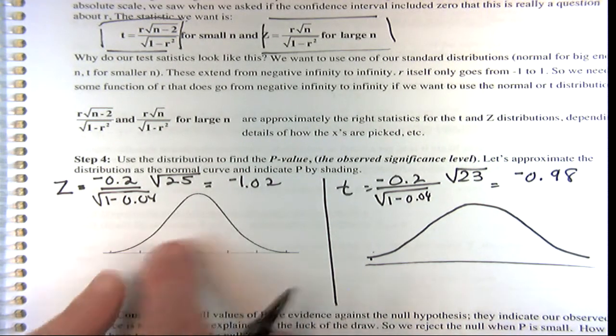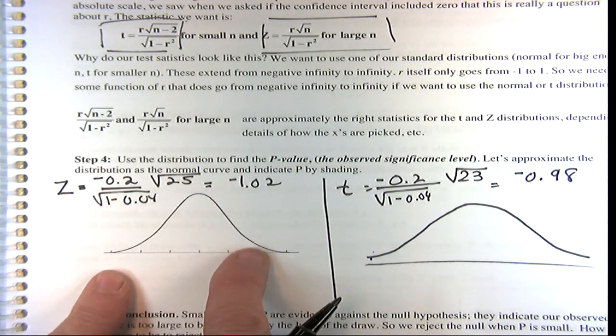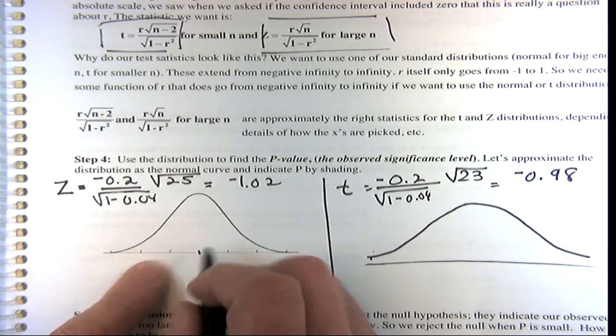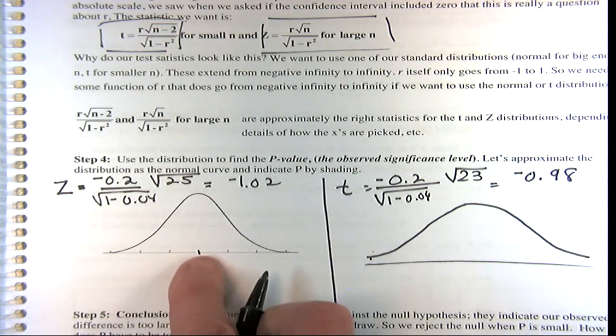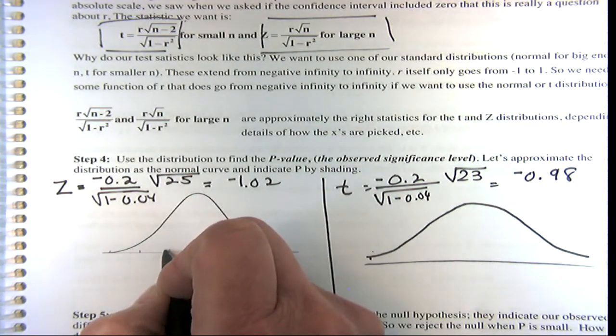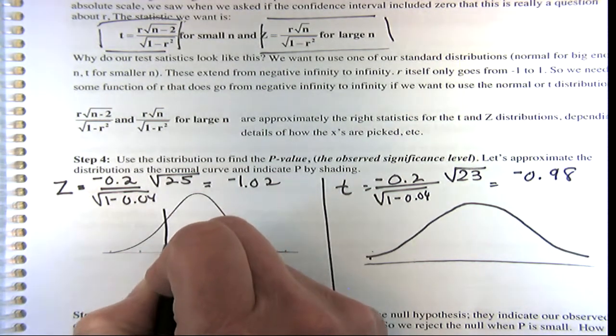And now what we want to do is get our p-value. So we expect t right here, but we want to find out how to get the area.